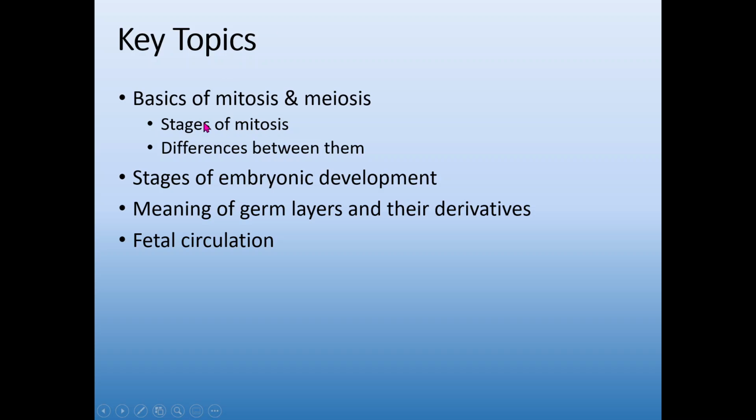Your key topics: basics of mitosis and meiosis, what the stages are, the basics of what is happening at each of those stages, and make sure that you understand the differences between them. The stages of embryonic development, the germ layers, what each of those become, and then fetal circulation, since I covered that at the end.